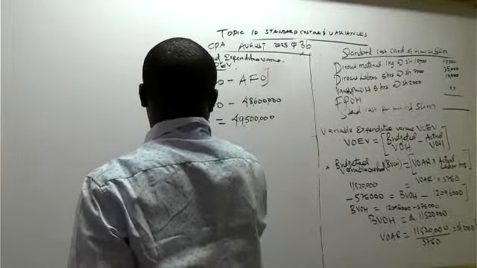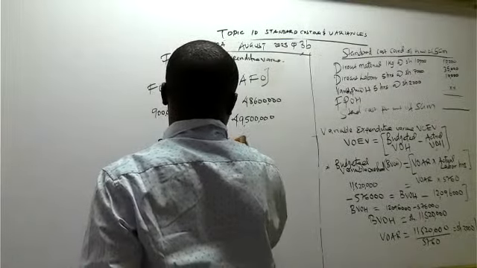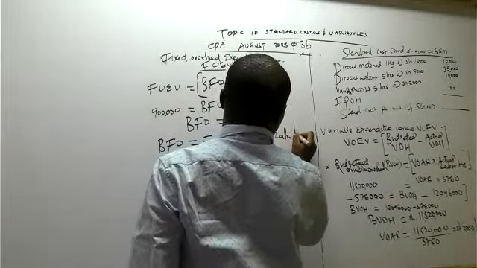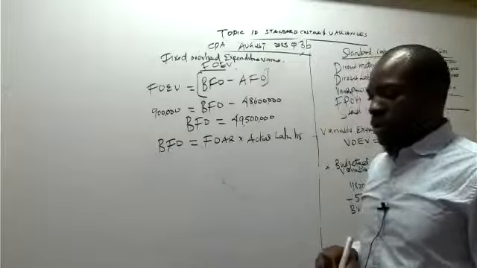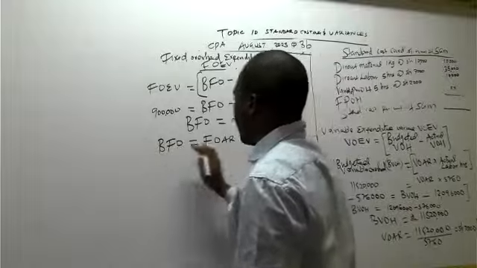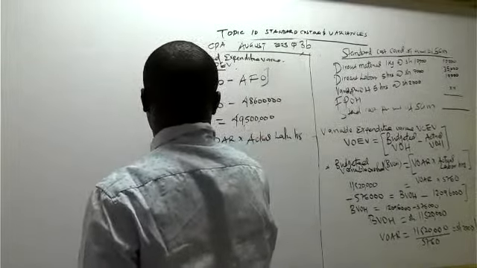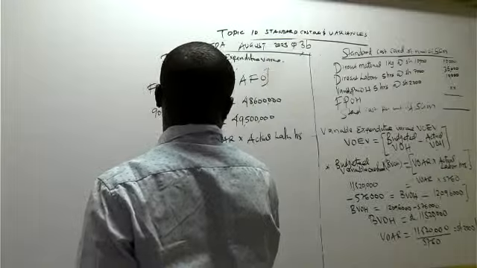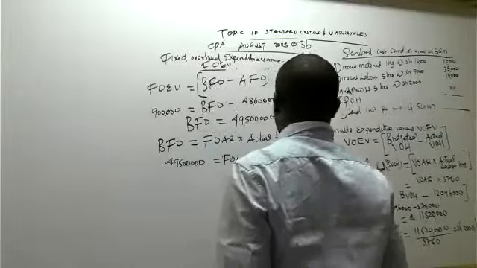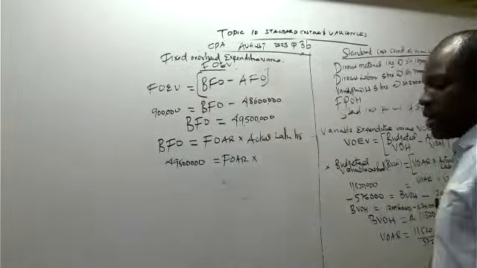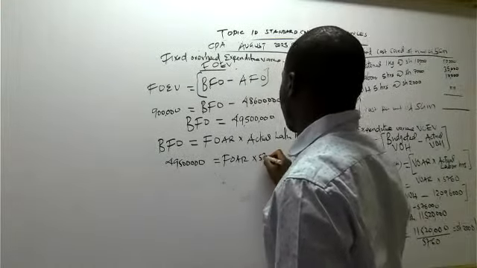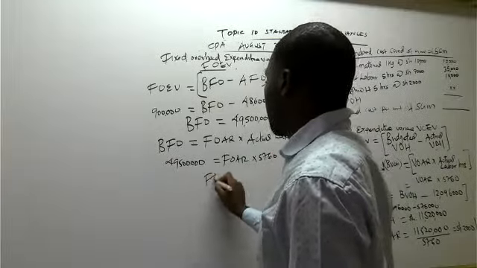Budgeted fixed overhead is equal to fixed overhead absorption rate times actual labor hours. That is what we have. So do we have any of these three? Yes, the budgeted fixed overhead at 49,500,000 is equal to fixed overhead absorption rate, which we are not having, multiplied by actual labor hours. Actual labor hours ilikuwa ngapi? 57:60. So let's look for fixed overhead absorption rate.